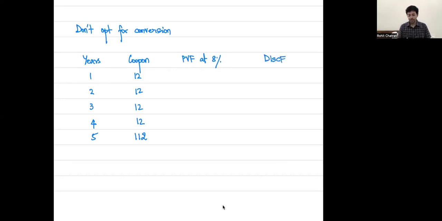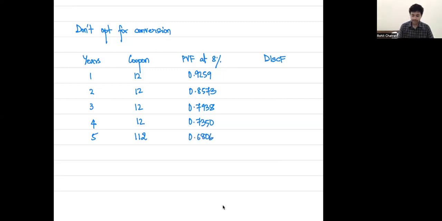Could you please quickly help me with what the present value factor is? 0.925, okay, 0.8573. I think it's 0.9259. Next, 0.8573. Next, 0.7938. Okay, 0.7350. The last is 0.6805. 0.6806 I'll take.